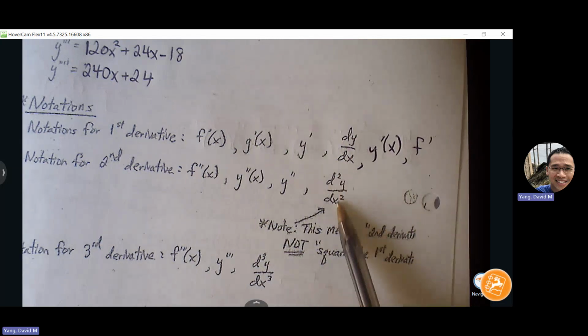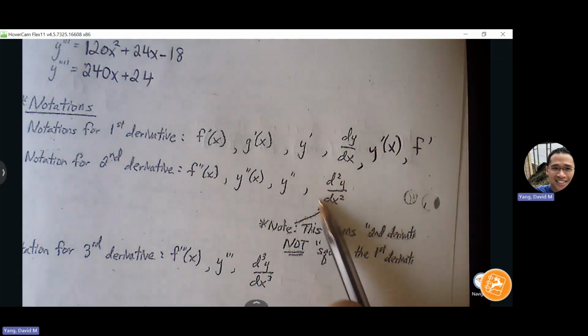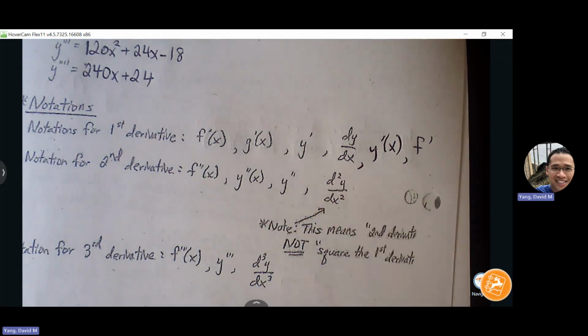This doesn't mean, oh, I'm going to square the first derivative. This is just a notation. I'm not going to really do anything. That's not an exponent per se. That's the notation for second derivative. So whenever you see that d2y over dx2, that just means find the second derivative.